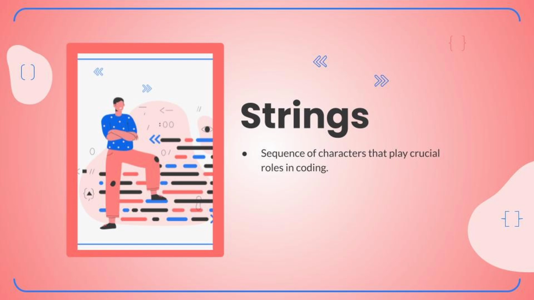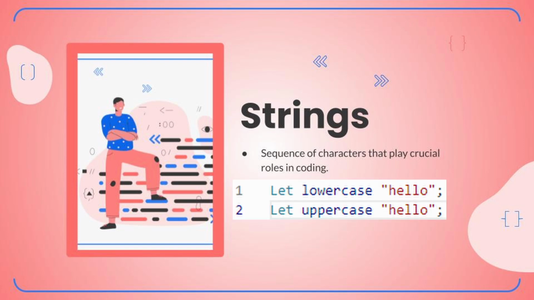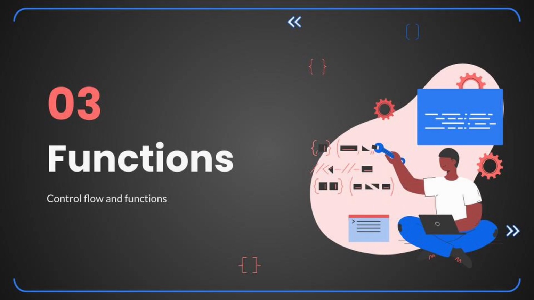JavaScript provides a set of powerful string methods that simplify string manipulation. Let's take a look at how to do it. toUpperCase and toLowerCase, these methods change the case of the string. Let lowercase hello. This will lowercase the entire hello word. Let uppercase hello. This will uppercase the entire hello word. Now you've just scratched the surface on working with strings in JavaScript. String manipulation is a powerful skill that you'll use frequently in your coding journey.